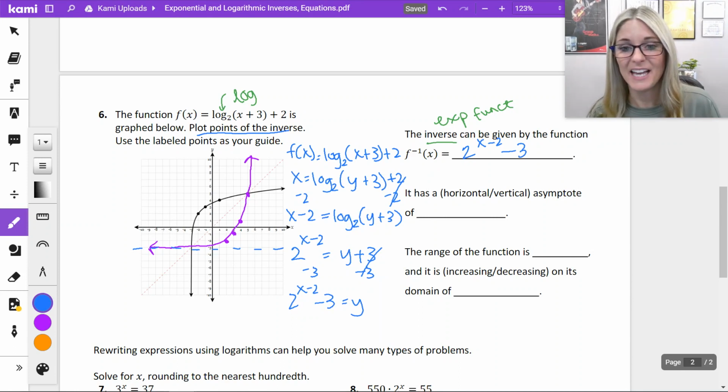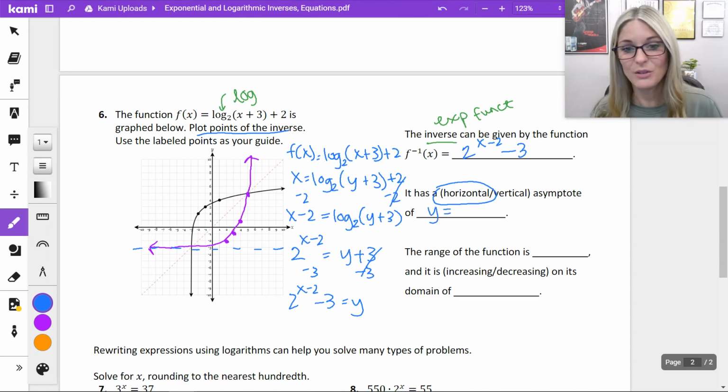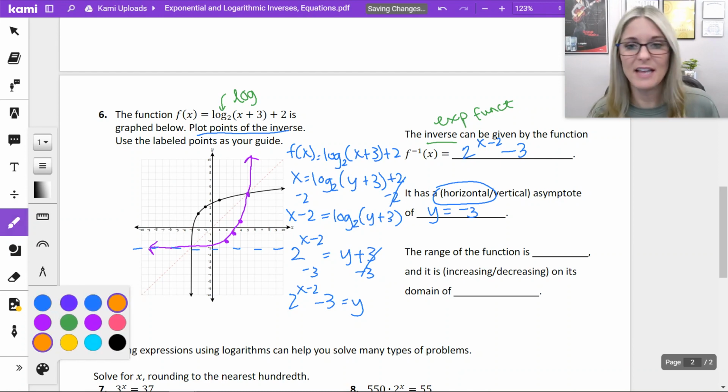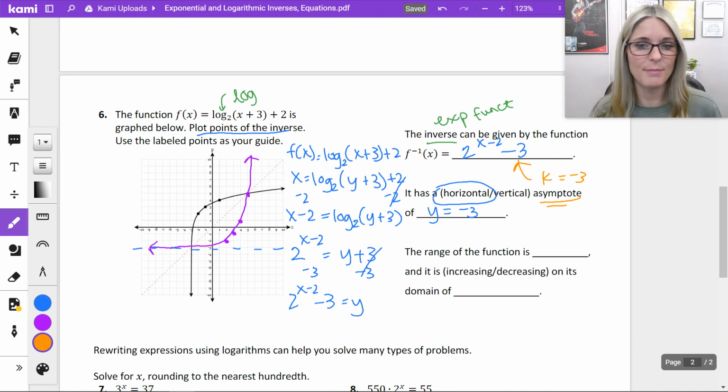It has a horizontal asymptote. Recall exponential functions have a horizontal asymptote. I've already dashed that down over here. We write that horizontal line as y equals -3, what it is approaching. You can also see that in your exponential function: your k value is always your asymptote in exponential functions. So y equals -3 does match our inverse function up there.